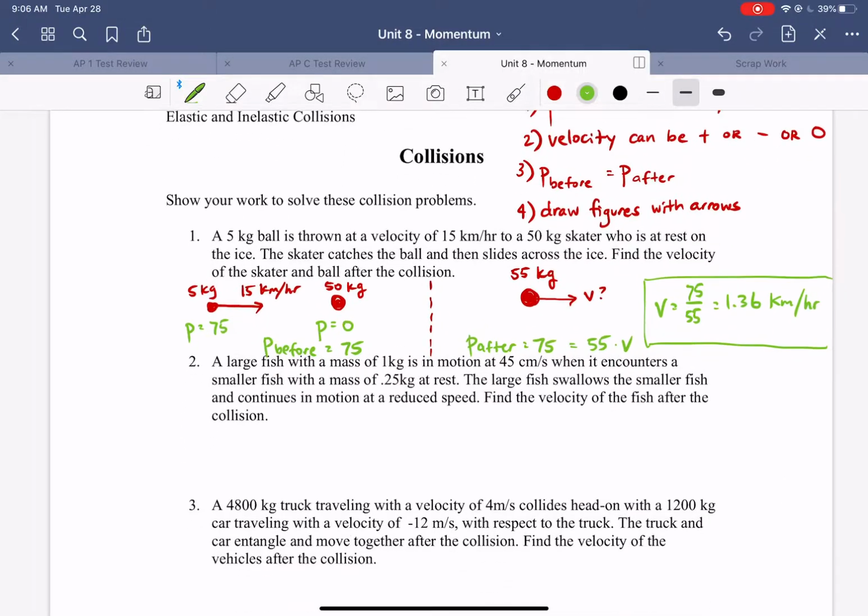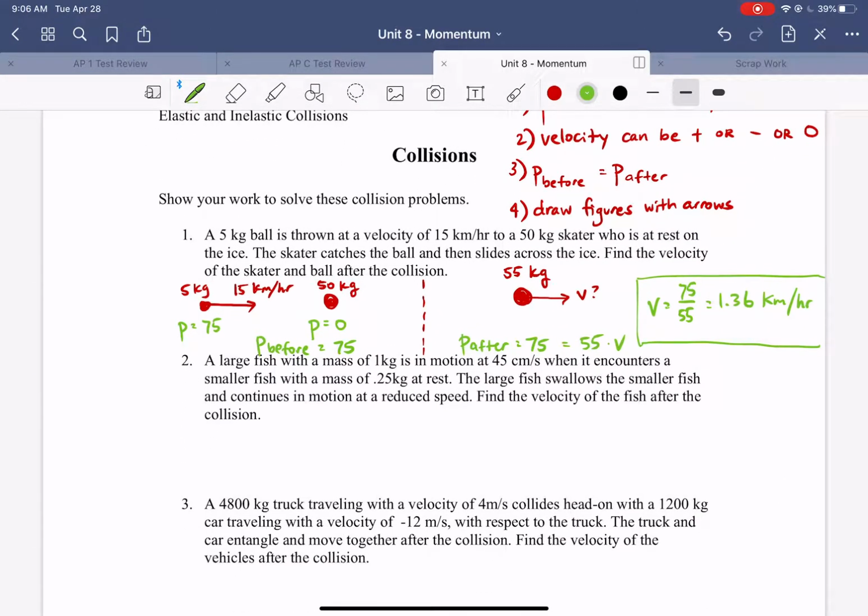All right, so number 2, we have a large fish in motion at 45 centimeters per second, encounters a smaller fish which is at rest, and it swallows that fish and continues moving forward, and we want to find the velocity after the collision. All right, so this is really the same type of problem as number 1, just with different numbers. So if you want, you might actually pause the video here and try to work this one out on your own before you see the solution. All right, so I'll go ahead with that.